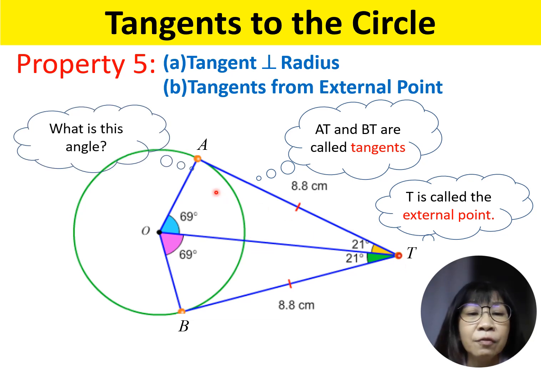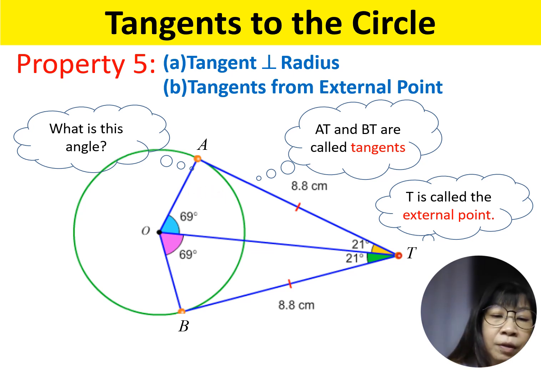Now, are you able to identify this angle here, which is where my pointer is? The first property actually tells us, because it says tangent is perpendicular to radius. So we have tangent AT and then we have OA as the radius. Based on the theorem that we have here, it is easy for us to know that the angle OAT is 90 degrees. And similarly, we also know that the angle OBT is also 90 degrees. So this is simply from tangent perpendicular to radius.